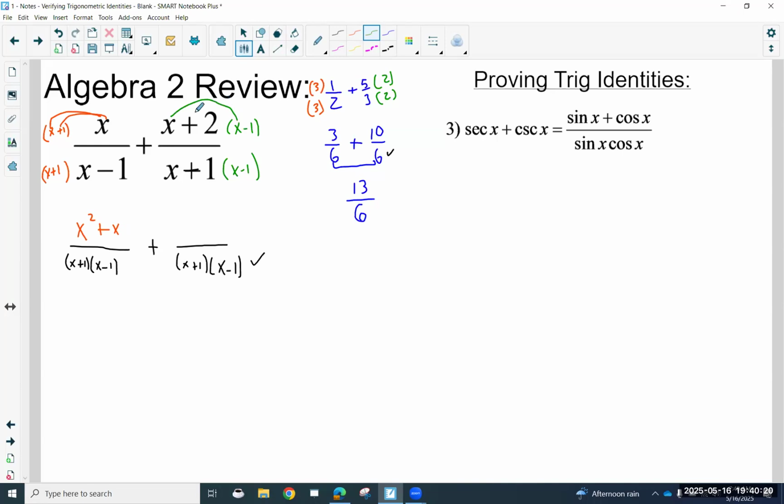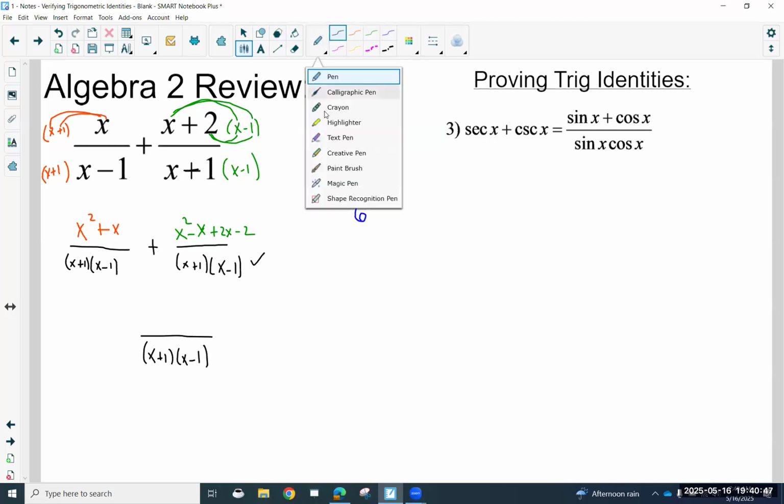You could also use the box method if you prefer the box method. Okay, so to do that one, we would get x times x, which is x squared. Then x times negative 1 is negative x. And then 2 times x is 2x. And then 2 times negative 1 is negative 2. Now what happens here, just like here, these two sixes were the same. Now my denominator is the same. I have x plus 1, x minus 1.